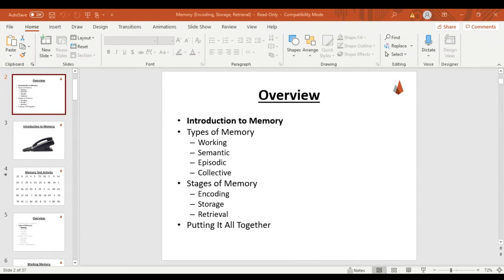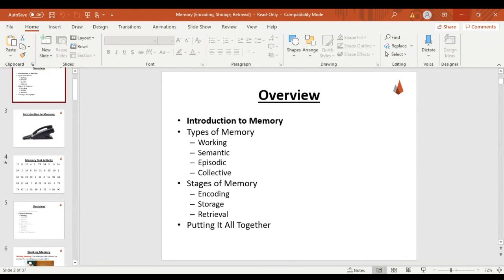Okay, so yet again, this is the same thing, but a slightly different way of looking at it. And if you didn't quite capture all the information in that other PowerPoint, this one should fill in those pieces. So an overview of this is going to be types of memory, stages of memory, and putting it all together.